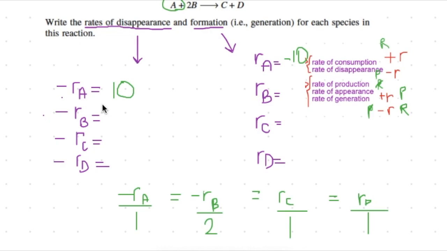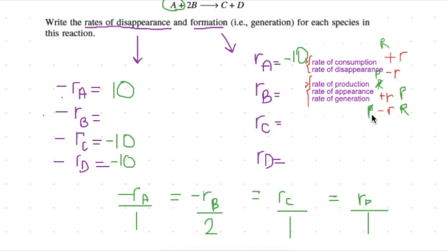Now that I have the rate of A is equal to 10, the rates of A, C, and D are all in a 1-to-1 ratio. So I know that the rates of C and D are going to be 10 as well. However, the sign is going to be flipped. These will be negative because C and D are products and they are not disappearing. They are actually being formed.